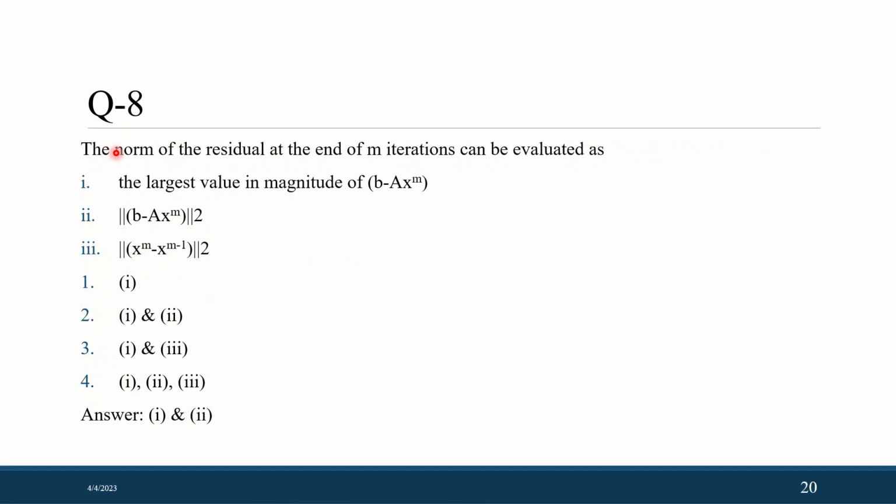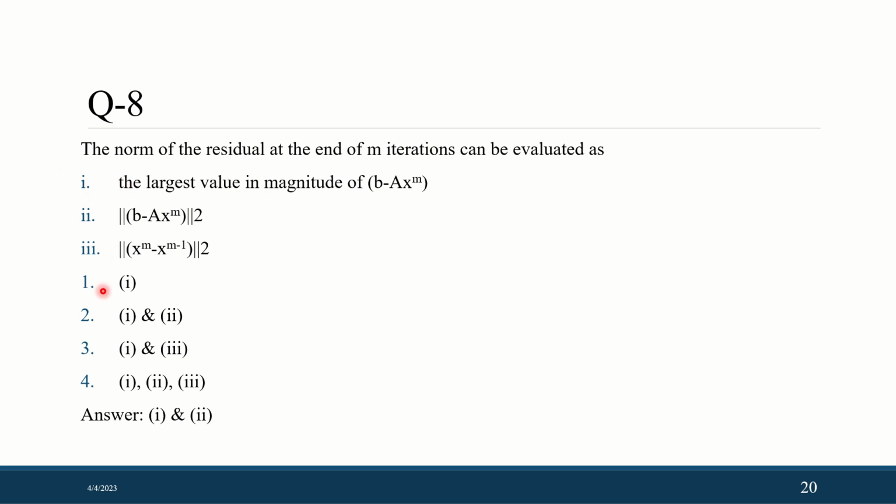Now we'll move on to question 8. The norm of the residual at the end of m iterations can be evaluated as the largest value in the magnitude of b minus Axm, and its norm is b minus Axm 2 and xm minus xm minus 1 2 twice. So the norm of the residual is basically calculated using first and second option, that is we calculate the residual through this approach.